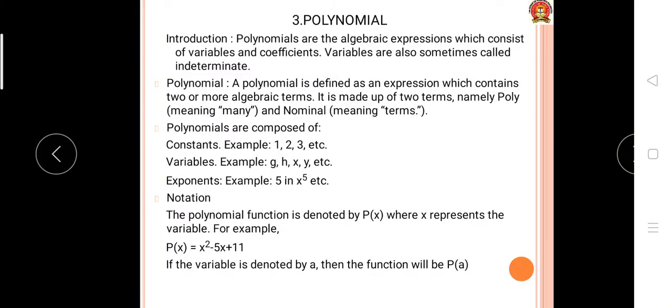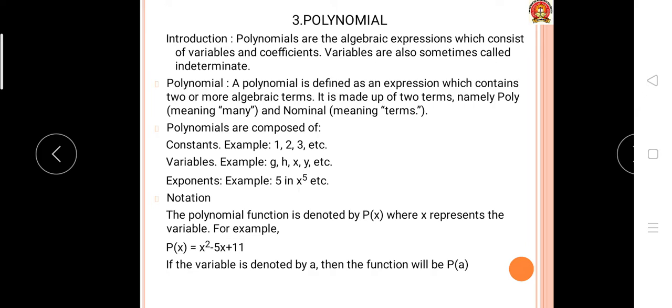Good morning, students. Today I am going to start our new lesson, that is polynomial. It's a very simple lesson because in the last class, 8th standard, you learned algebraic expression. So it is similar. Just 2-3 additional things are here.